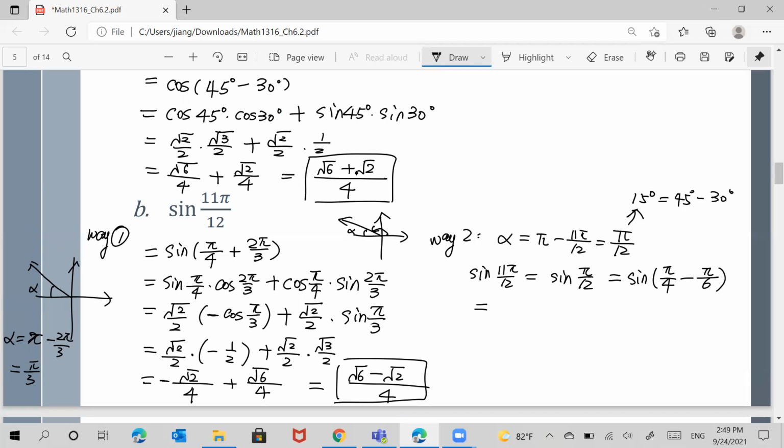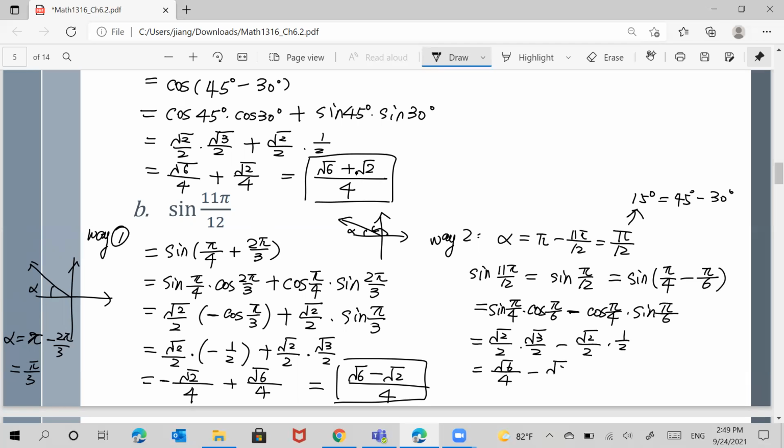So this expression equals sine pi over 4 times cosine pi over 6, minus cosine pi over 4 times sine pi over 6. This equals square root of 2 over 2 times square root of 3 over 2, minus square root of 2 over 2 times 1/2. That is square root of 6 over 4 minus square root of 2 over 4. Sorry, over 4, it should be 4. That's square root of 6 minus square root of 2, over 4. So you see, they have the same answer.